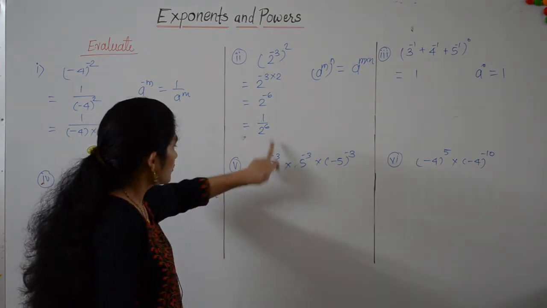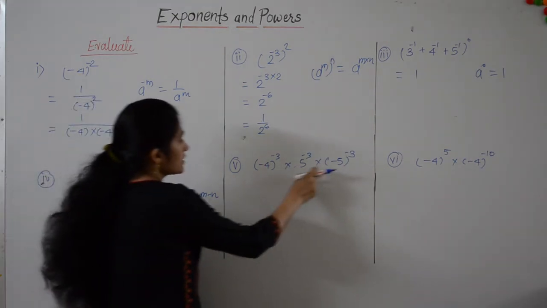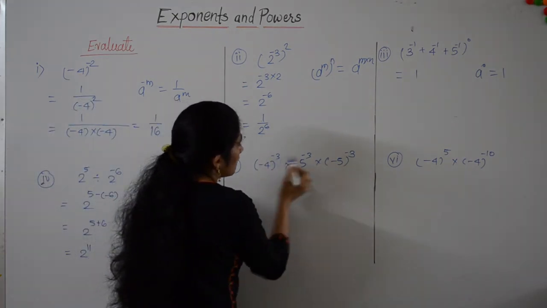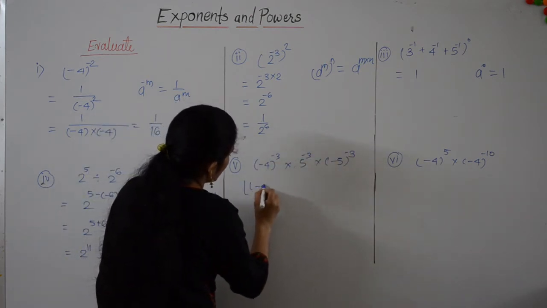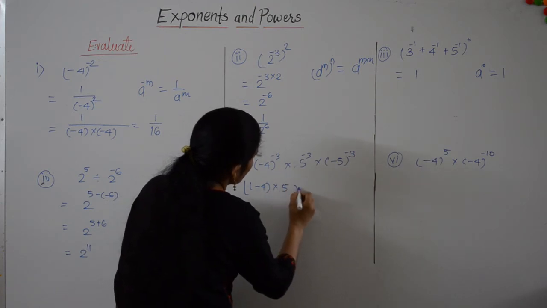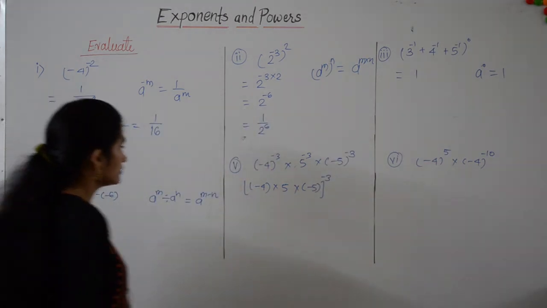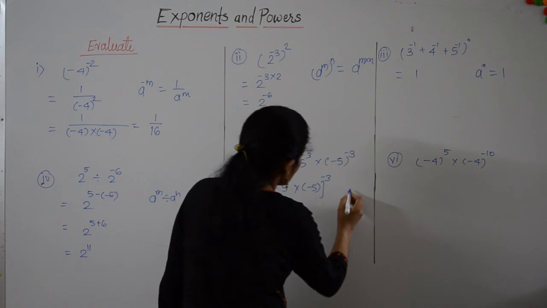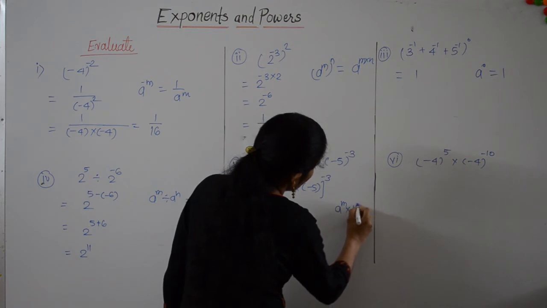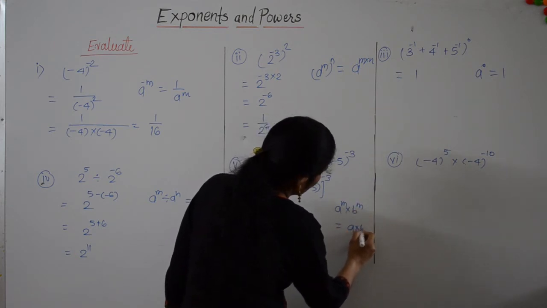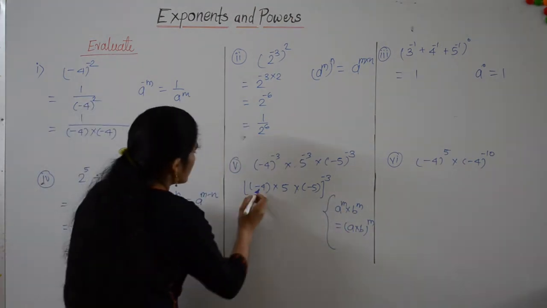Next is minus 4 raised to minus 3 into 5 raised to minus 3 into minus 5 raised to minus 3. Now if you observe in this example, powers are same. So you can put them in a bracket. You can write minus 4 into 5 into minus 5 whole raised to minus 3. According to which law? That is a raised to m into b raised to m, you can write a into b raised to power m according to this property.